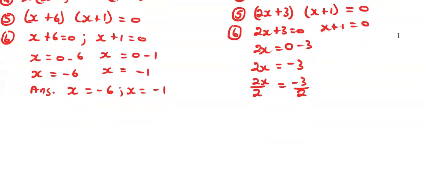And we see now our answer. Our first value for x is negative 3 over 2. Our second value for x, guys, is x equal to 0 take away 1, so x is equal to negative 1.